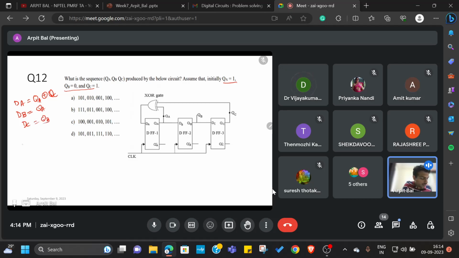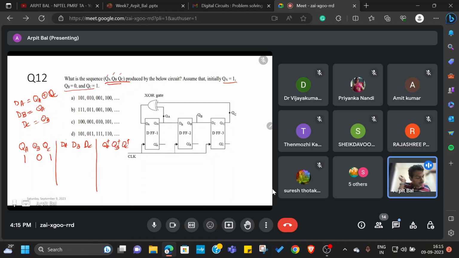The next thing we'll do is we draw the table. We have dA, dB, DC, QA plus, QB plus, QC plus. It is mentioned that the initial state is 1 0 1. And here the order also matters, so you just note down what order is given. If it would have been given QC, QB, QA, then you were supposed to answer in that order, but it is given that it is QA, QB, QC. So we will put these numbers in that format as well.